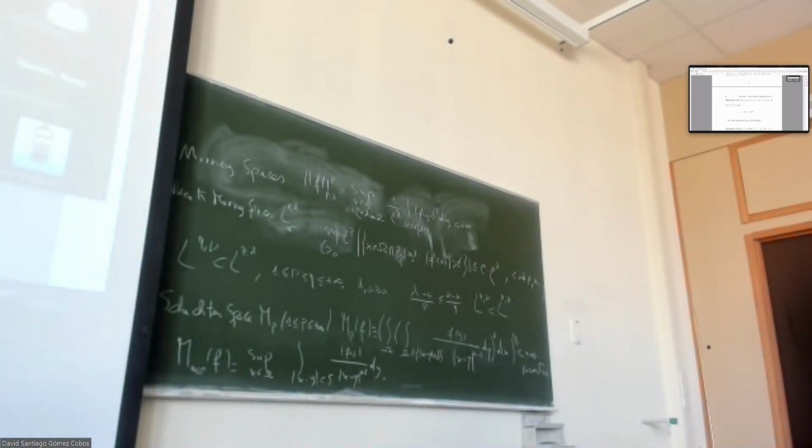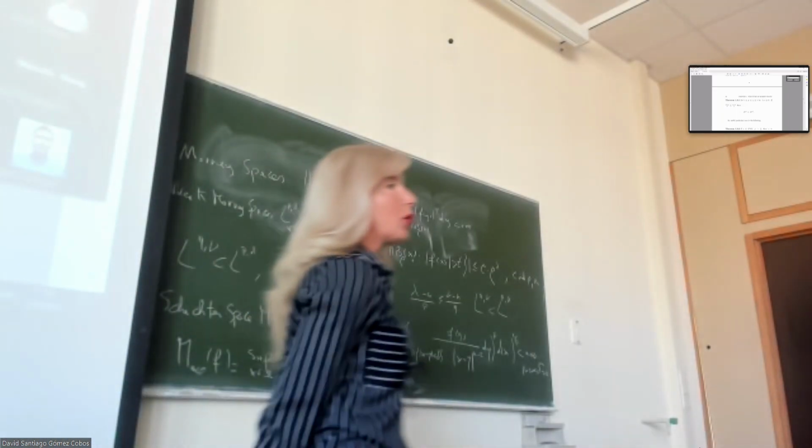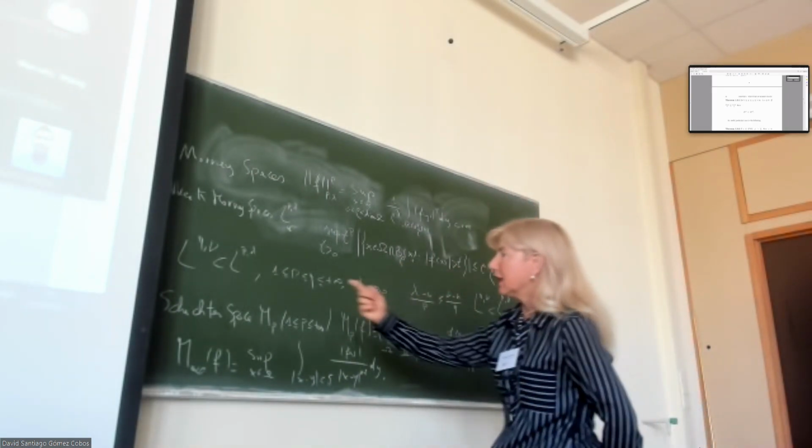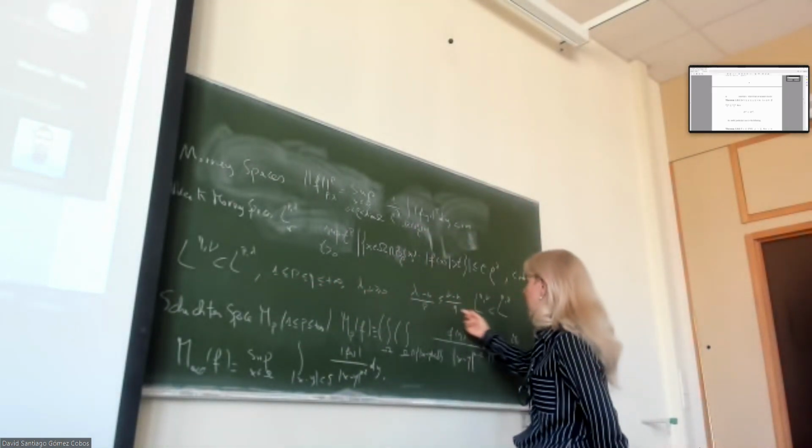And what we said yesterday is that the relation between two Morrey spaces is the following one in the slide. So L^{q,mu} is contained in L^{p,lambda}, where q, mu, p, and lambda are in these relations here.